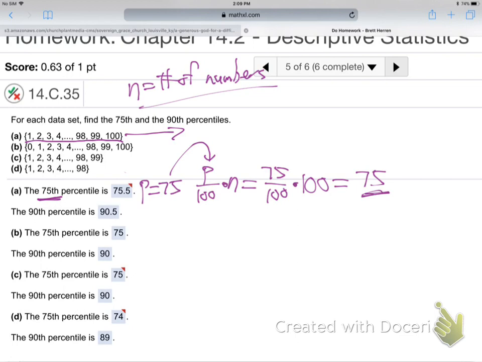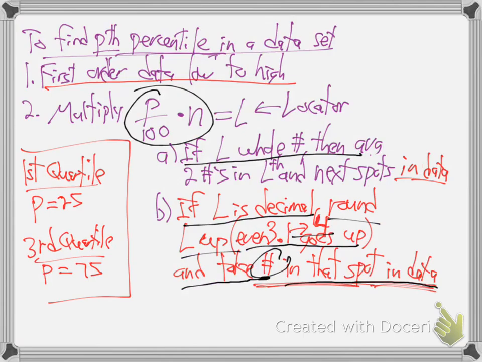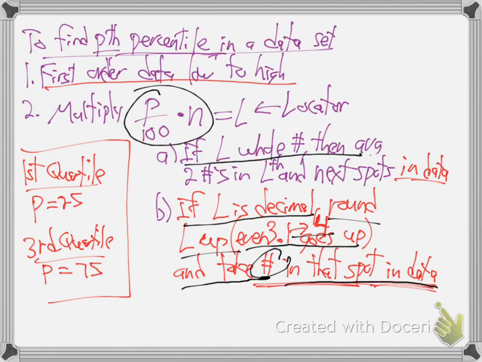That's a whole number. It's not 75.1 or something. That's 75 right on. Now remember, in this last problem we kept getting decimals, 2.25, 6.75, remember? And so when you get a decimal, you always round it up. Right? But that's not happening this time. This time we got a smack dab whole number. What do you do when you get a whole number?